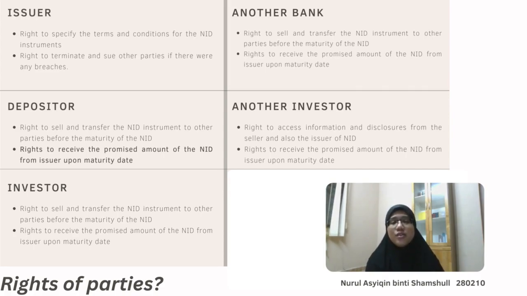The second right of the investor is the right to receive the promised amount of the NID from the issuer upon the maturity date.